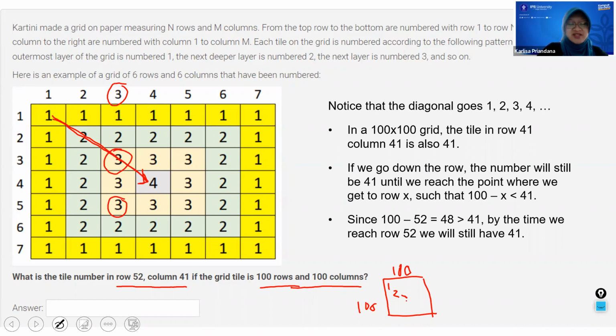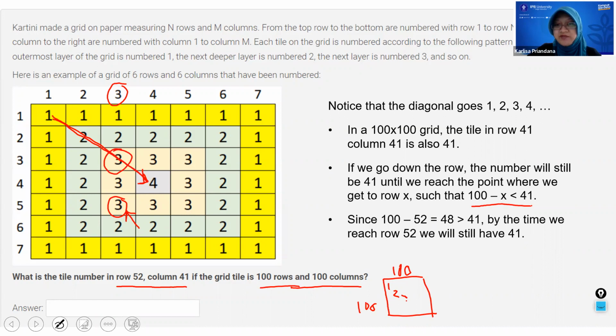So you can also relate this to the 3 here, right? It will go 3 to the bottom until it reaches n minus something less than 3, right? So you stop at 5 there, yeah, because 7 minus 5 is 2. But when you go to 4, 7 minus 4 is still 3, yeah, so it's still 3, right? Okay, yeah, so this is the end of the row, yeah.